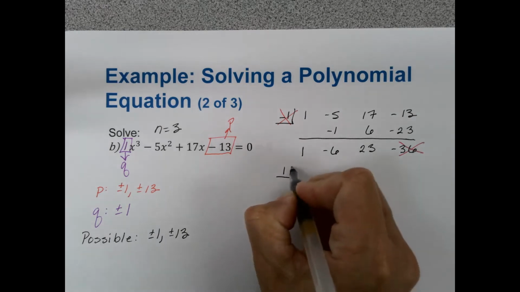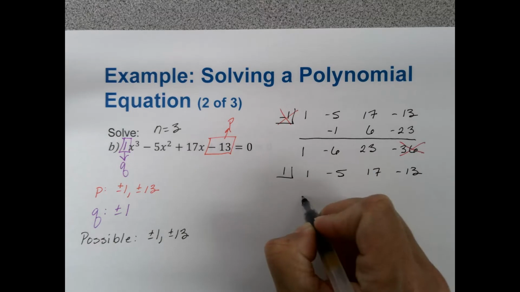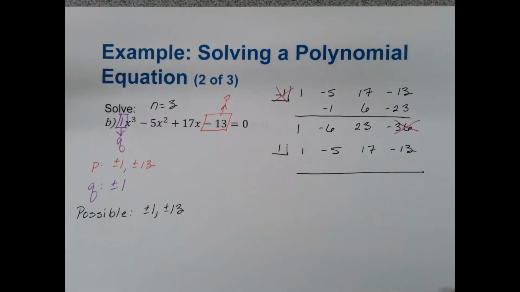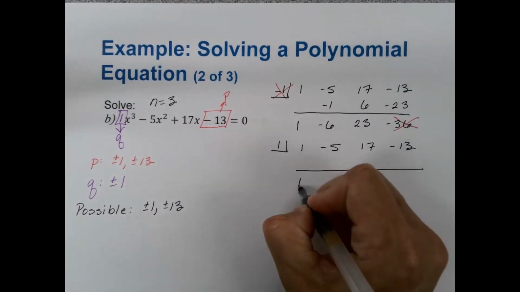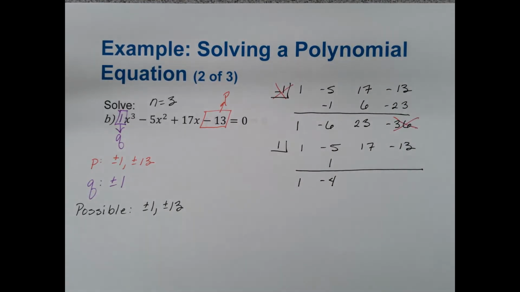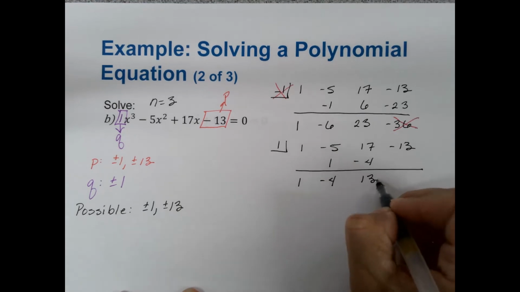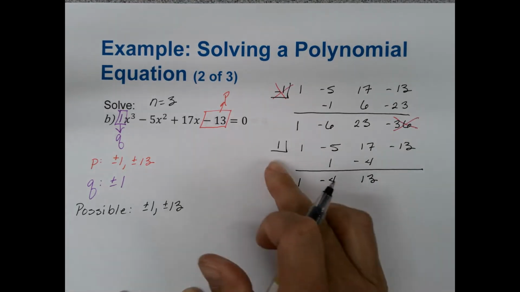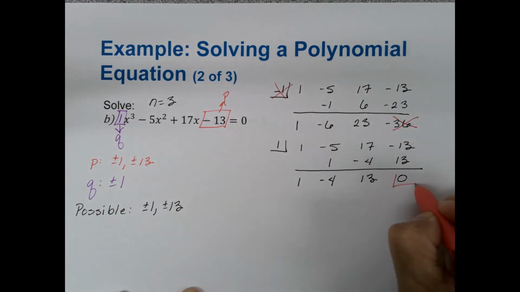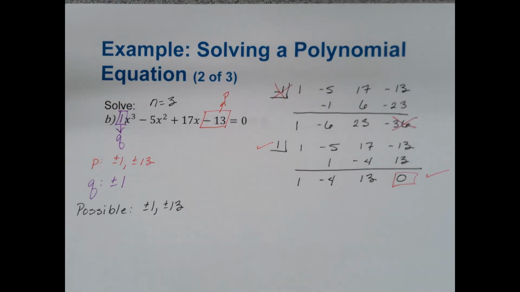Let's try the positive 1. I'll bring the 1 down. 1 times 1 is 1. When I add, I'll get a -4. 1 times a -4 is a -4. When I add, I get a positive 13. 1 times 13 is 13. When I add, I've got my 0. So that means that positive 1 is a 0.